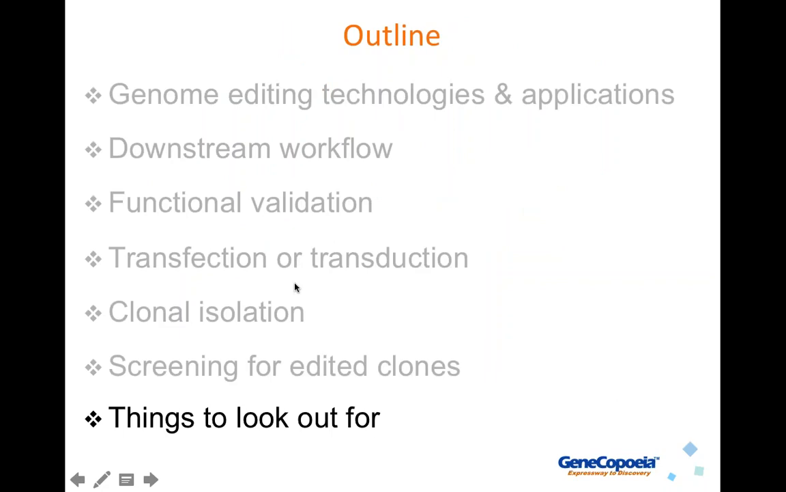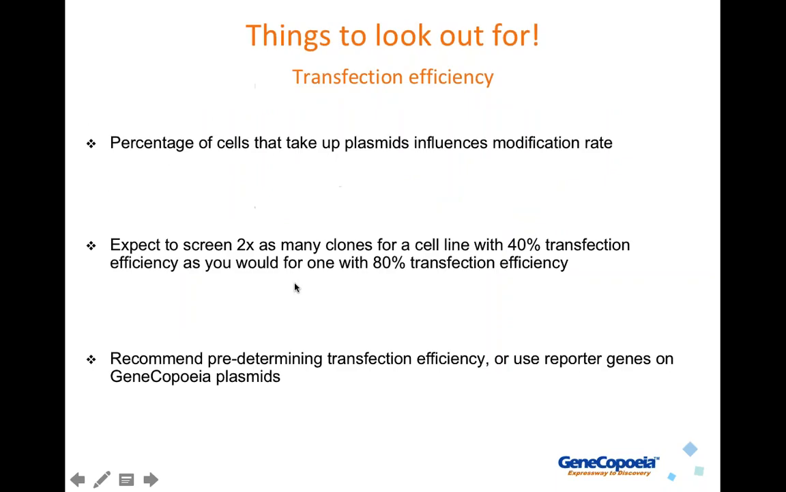Now finally, I want to talk about things to look out for, various pitfalls. The first issue to keep in mind is transfection efficiency. What do I mean by transfection efficiency? Well, this refers to the percentage of cells that take up the plasmids, and this can influence the modification rate.